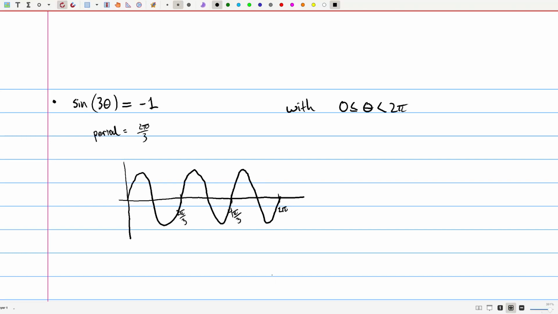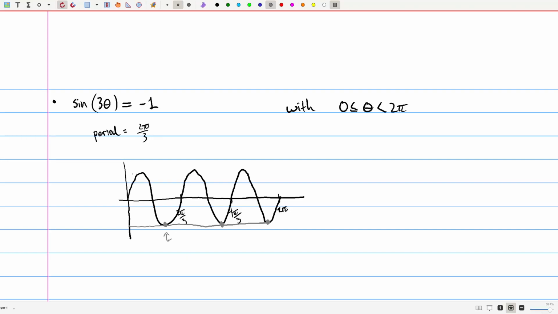Okay, so it goes through 3 full cycles in the period of 0 to 2 pi. And we want to know when is it minus 1. And minus 1 is right down here. And we see there are going to be 3 solutions. We can figure out where this one is easy enough.